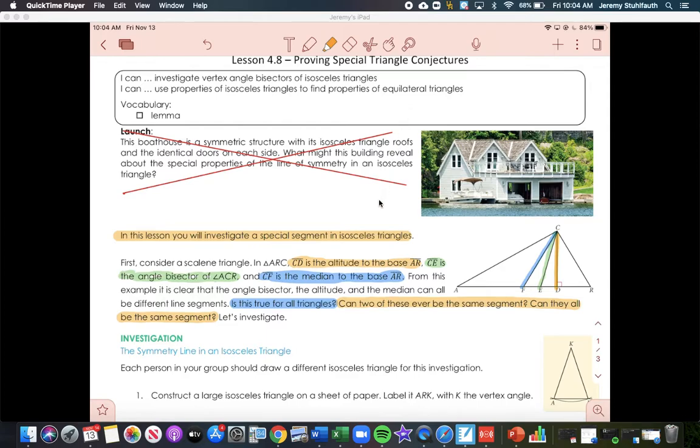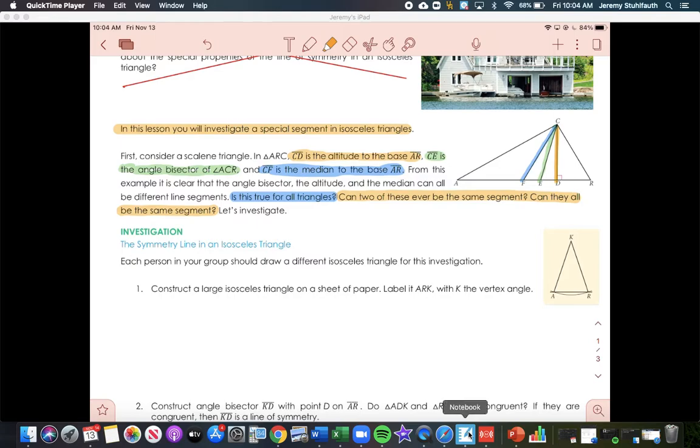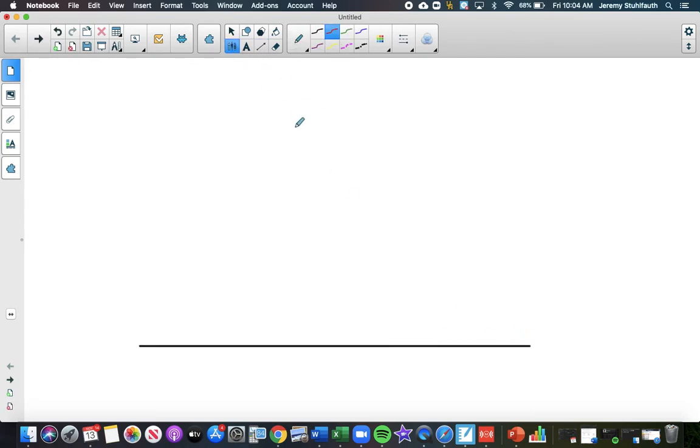So we're going to do this investigation. If you're interested in doing so, you can follow along on a separate sheet of paper, but I'm going to do this on the smartboard. So the first thing it wants us to do is construct a large isosceles triangle on a sheet of paper. There are a couple ways that you can do this, but the first thing we're going to do is start by drawing a line segment. And then I'm going to put a point anywhere up here. Let's make it a little bit smaller. We'll put it here, and we'll call that point K.